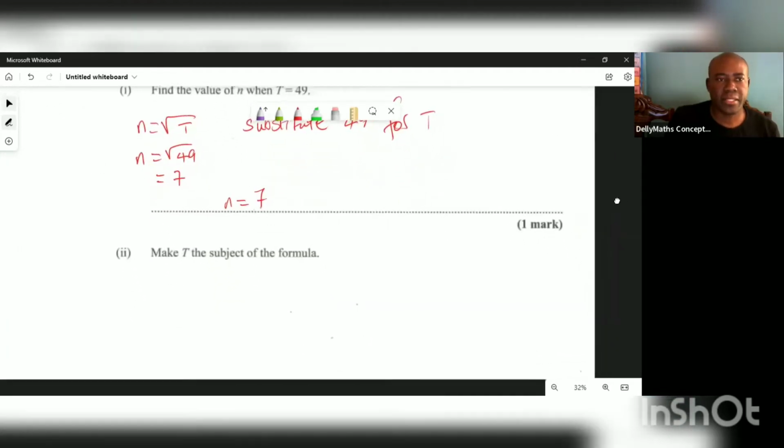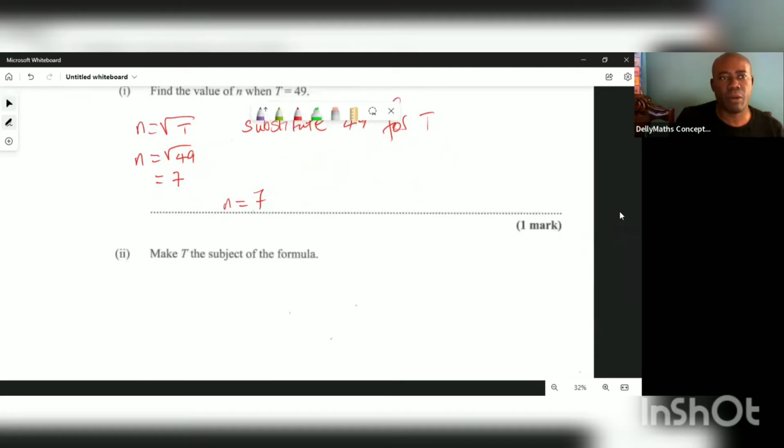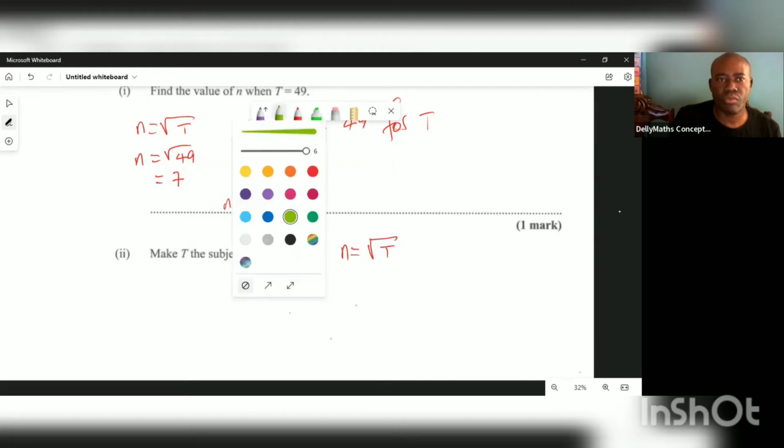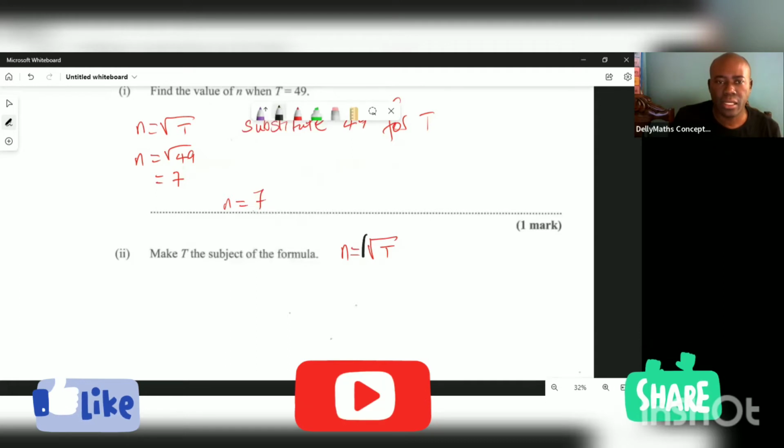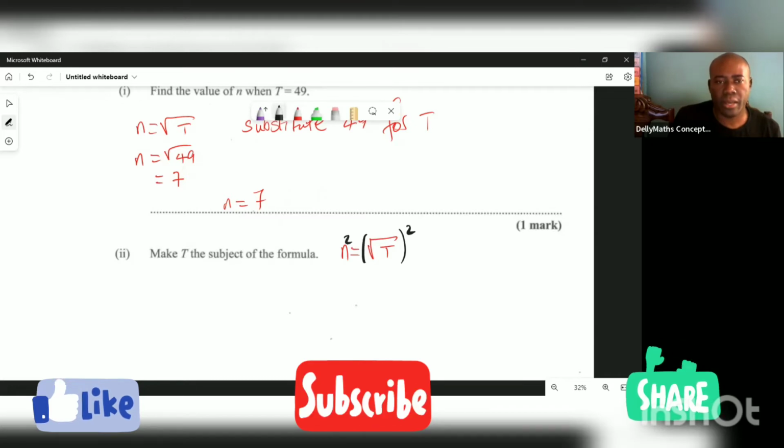The follow-up question says, make t the subject of the formula. Remember now that n is equal to the root of t. If we want to make t the subject, the first move is to get rid of that root sign surrounding the t. So we're going to square that, and whatever you do to one side, you do to the other side.